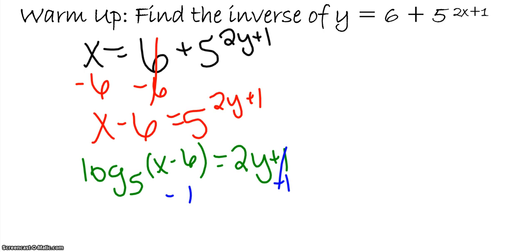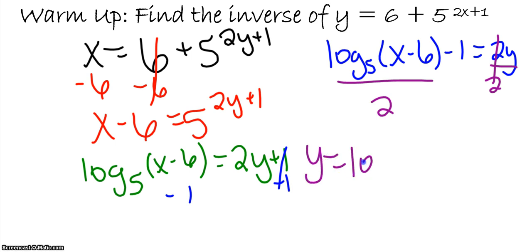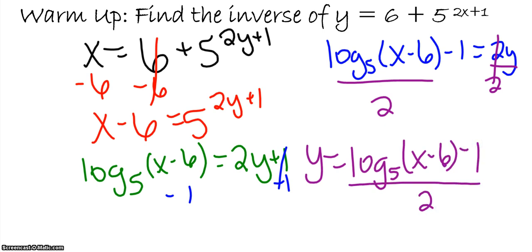Okay, so I'm going to move over to the right side of the screen. So I have log base 5 of x minus 6 minus 1 is now equal to 2y. Alright, very last step now is just to divide by 2. So I get y is equal to log base 5 of x minus 6 minus 1, all divided by 2. And since y is by itself, let's put an inverse on it and box our answer.